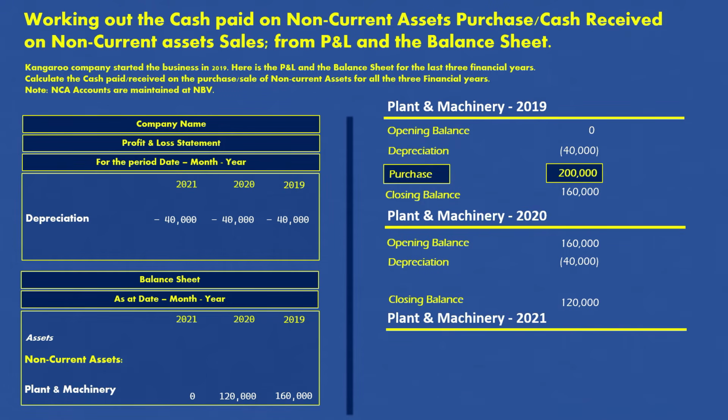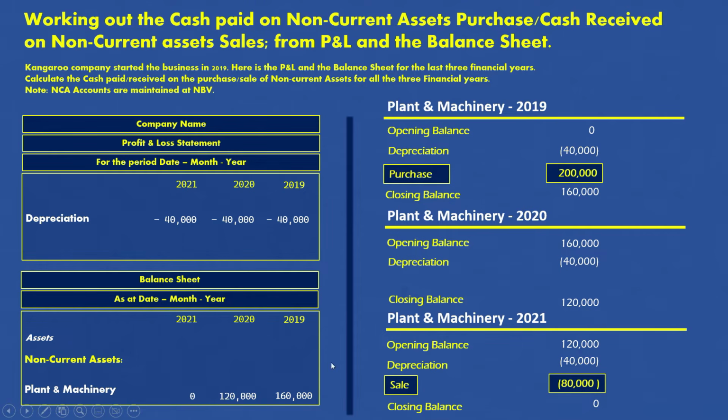And then let us talk about 2021. In this year the opening balance is 120, and then the depreciation is 40. So you would expect the closing balance to be $80,000, but here it is 0. So where is the $80,000? That must have been removed. It means that the asset has been sold. So the sale value must be $80,000, and since we have to remove this, we are calling that a negative value. So now you can see how we can find out the purchase and sale.